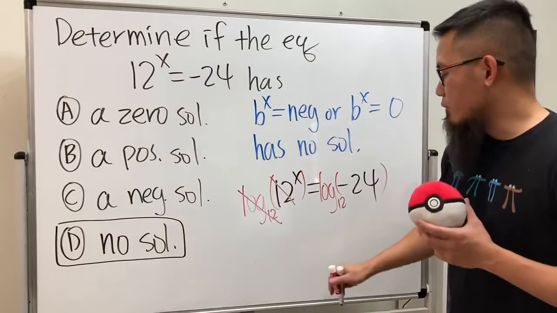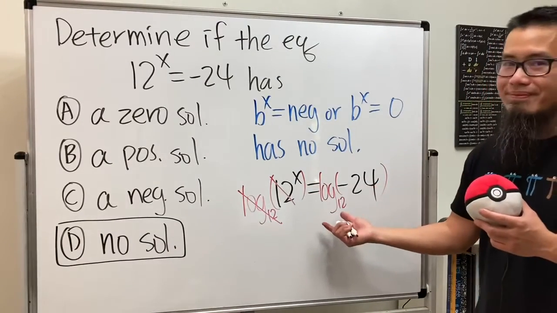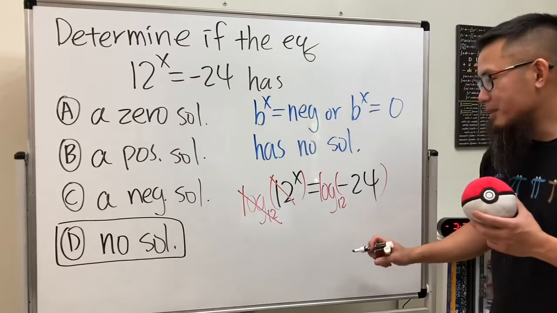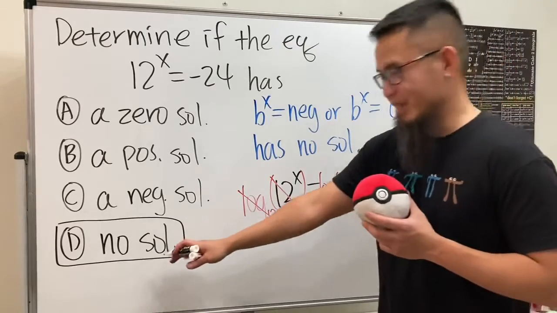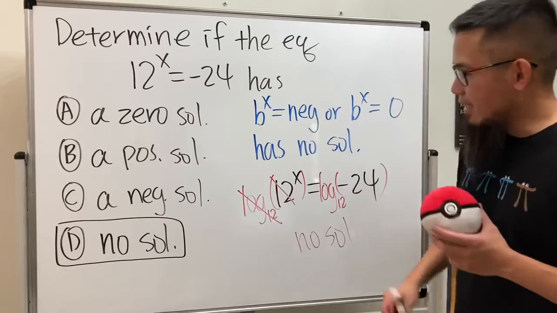This and that cancel, but the problem is that we cannot have a negative number inside the logarithm. No good, right? So again, no solution, right? So you see that's the trouble. So let me just put this down, and that's it.